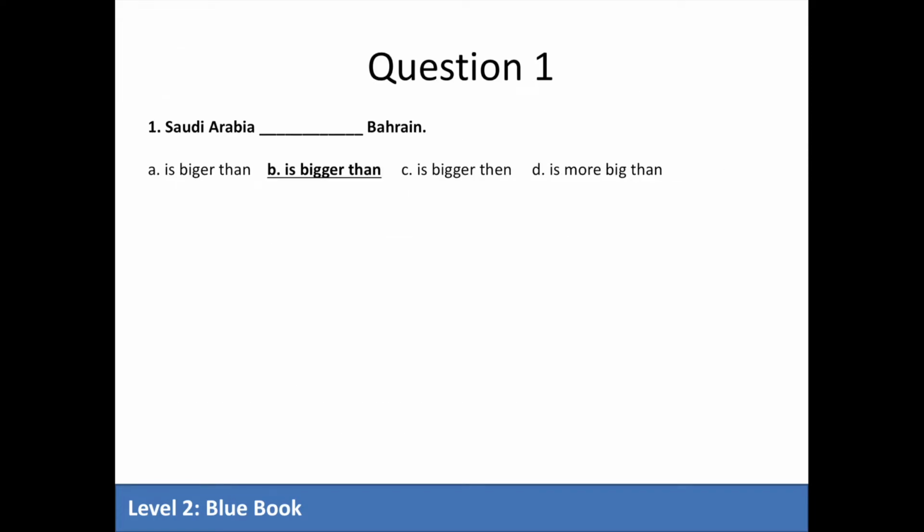Question 1. Saudi Arabia blank Bahrain. So here we have two objects we want to compare. First, we need a verb. We're talking about Saudi Arabia, so we can use is. Now we're talking about the size. We have the comparative adjective big. Okay, we know that big has a consonant, vowel, consonant spelling pattern, so we'll need to double the G and add ER plus than. So B is the correct answer.